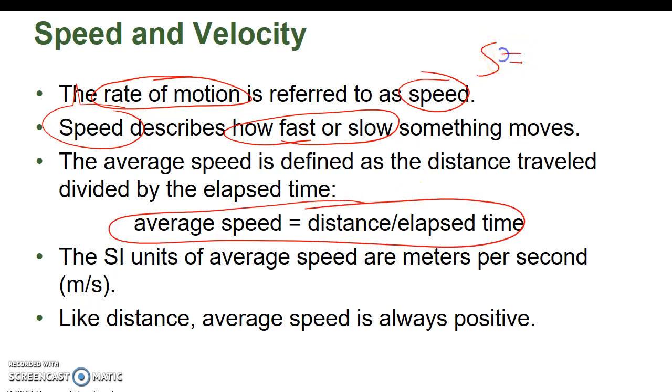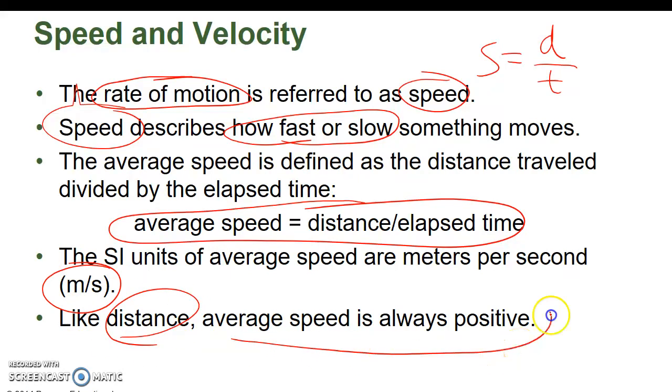So speed, distance over time. The units for speed, meters per second. Now, like distance, speed is always positive because there's no direction associated with it.